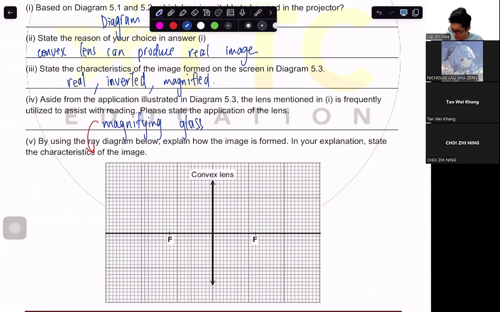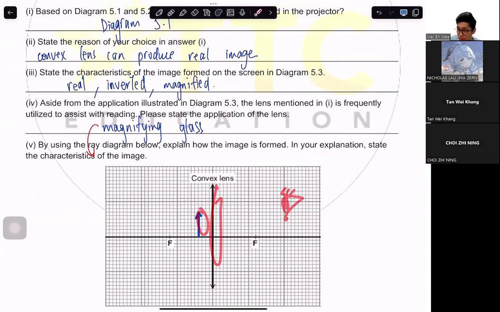Because my object needs to be close to the lens. This is my object. My eye is here, right? So I must put my magnifying glass close to the object. So the object distance must be smaller than the f. Anywhere you draw this smaller than the f is fine. You can draw your arrow anywhere smaller than f.